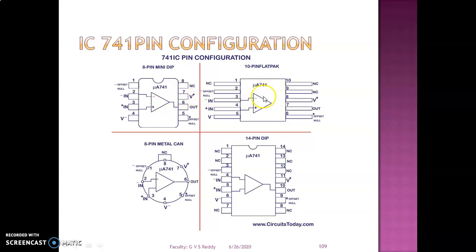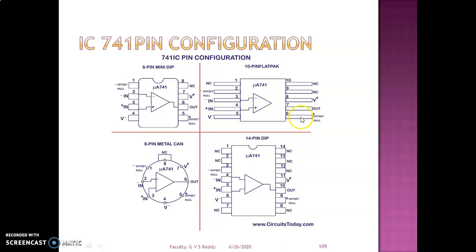Now come to here, and this is the 10-pin flat pack package. So here also the same: the first pin no connection, and the second one negative offset null pin, and the third one inverting input terminal of the operational amplifier, and the fourth one non-inverting input terminal of the operational amplifier, and the fifth one negative power supply.